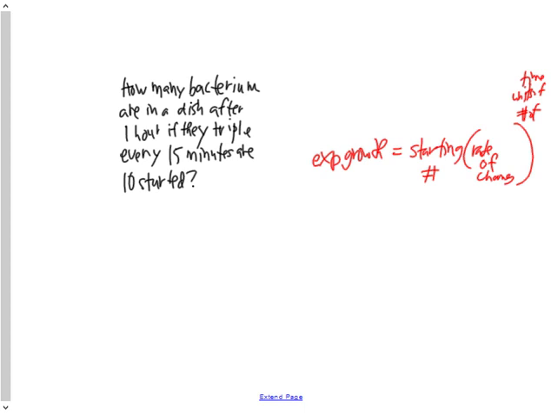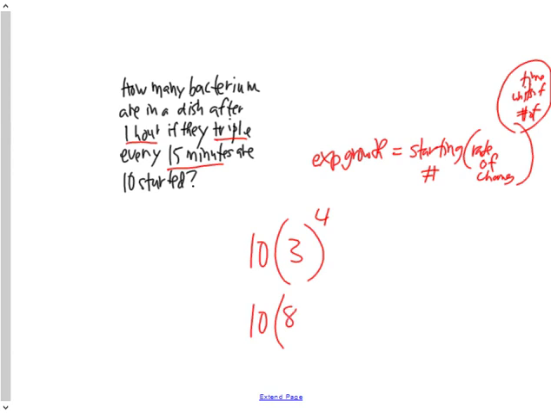There we go. Perfect. So our starting number in our dish was 10. Our rate of change was this word right here, tripling. And our number of time units, well, an hour was how long it was, but it triples every 15 minutes, which means there were 4 15-minute intervals within that 1 hour. So our exponent would be 4. 3 to the exponent of 4 is 81. And 10 times 81 is 810. So therefore, there would be 810 bacteria in the dish after 1 hour.